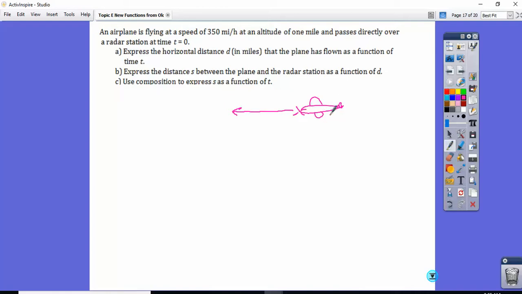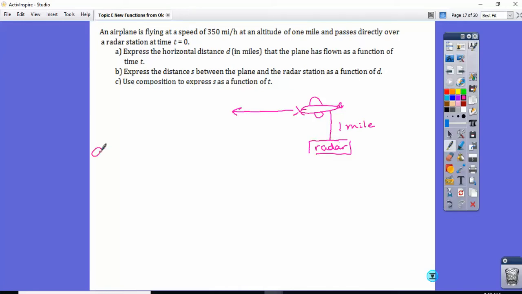Its height. That's how far it is off the ground. So the distance to the ground is 1 mile. And it passes directly over a radar station at time t equals 0. So here's the radar station. We know we're a mile above it. The plane is flying.